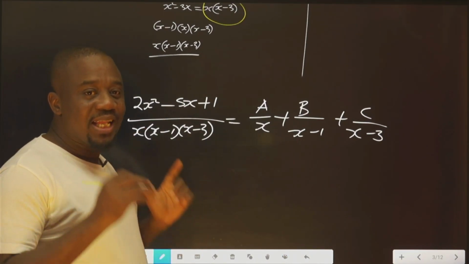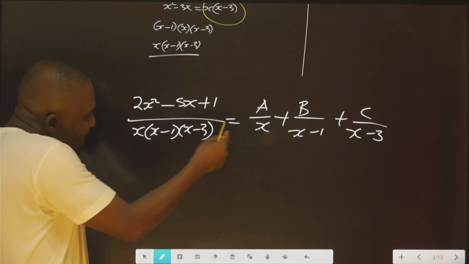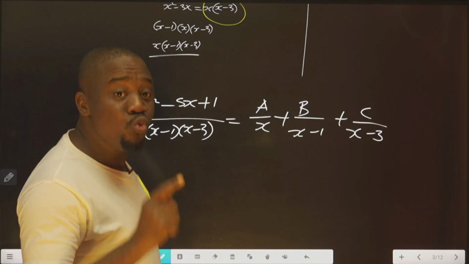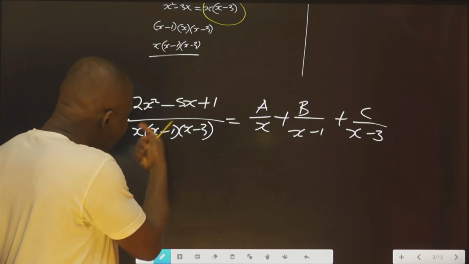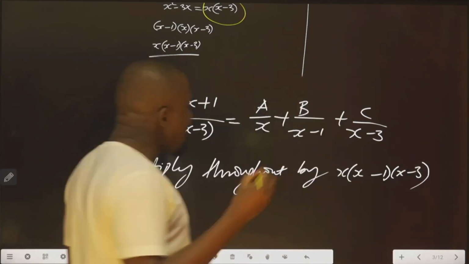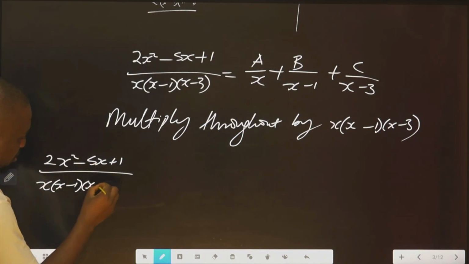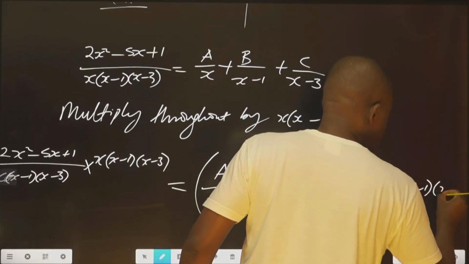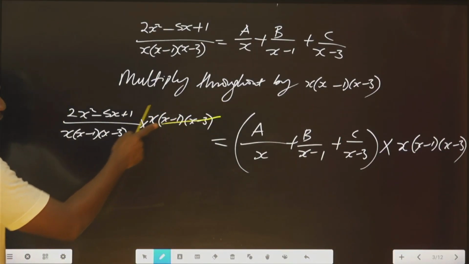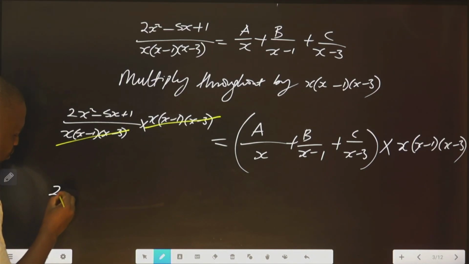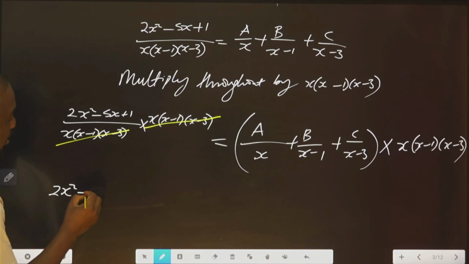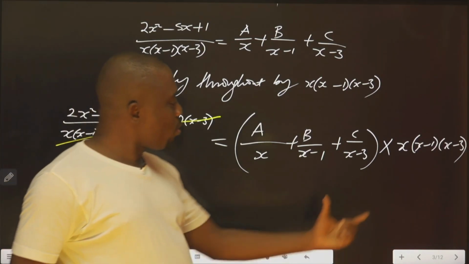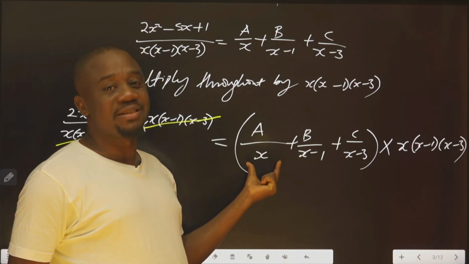Okay, now we know that if you find the LCM of this, you're going to get this. It means, therefore, we should multiply throughout by this. Now you agree with me, this and this will strike out, to have 2s squared minus 5x plus 1 equals this. So now, we're going to use this to multiply this.